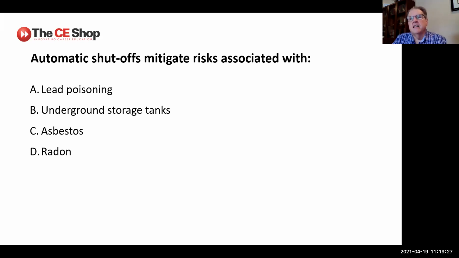Radon, it's odorless, colorless, and just is in the environment. It's all over the place. Again, process of elimination, I'm thinking underground storage tanks. And so if you have a risk of an overflow of some sort, a shutoff is a very, very good thing to have.